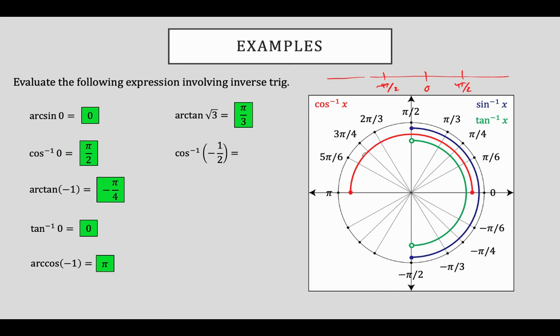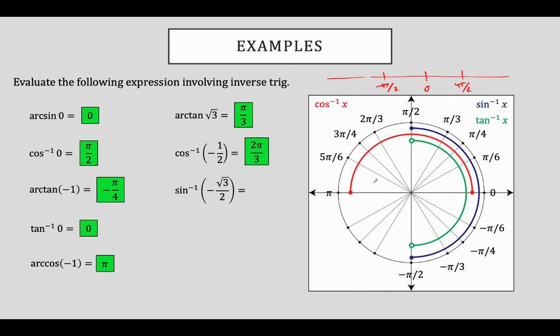Well, here's inverse cosine. Between 0 and pi are my outputs. I know that the cosine value is negative, therefore I must be in the second quadrant. Which angle has a cosine value of -1/2? That's going to be 2 pi/3.